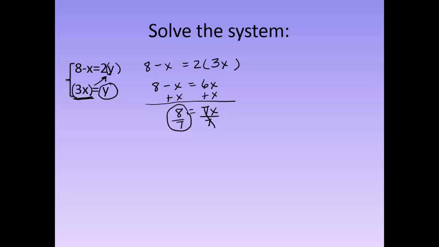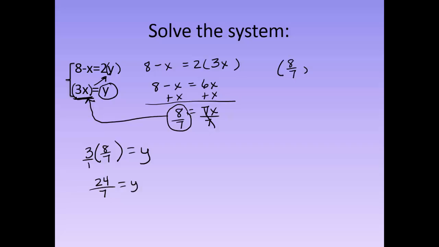We do need to proceed with the problem, so we're going to have to plug that in for x in one of the equations. Let's plug it into this one, shall we? 3 times 8/7 is equal to y, and that's 24/7 equals y. So we believe our answer is (8/7, 24/7). But let's check it and see.